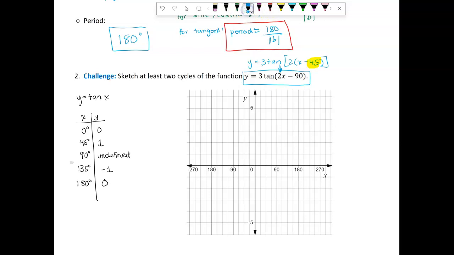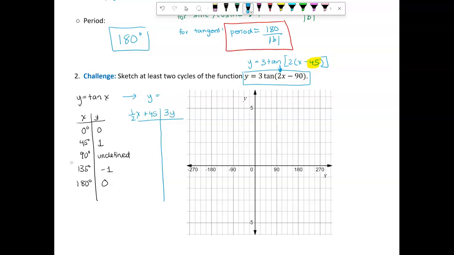So now we're going to map this onto our new equation. So our x's and y's are now changing. According to this equation, we see that x is getting halved because of this horizontal dilation by a half. Then it's getting moved over to the right 45 degrees. The y value is getting multiplied by 3 because there's a vertical dilation.